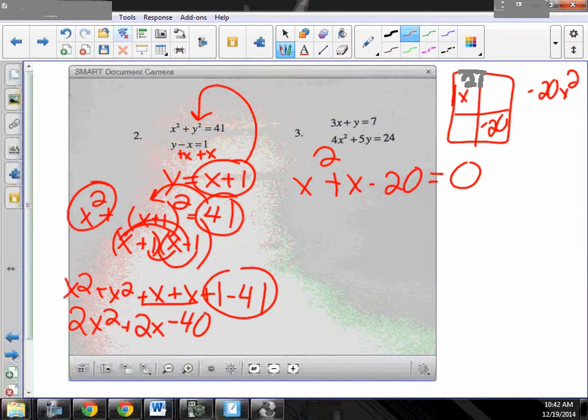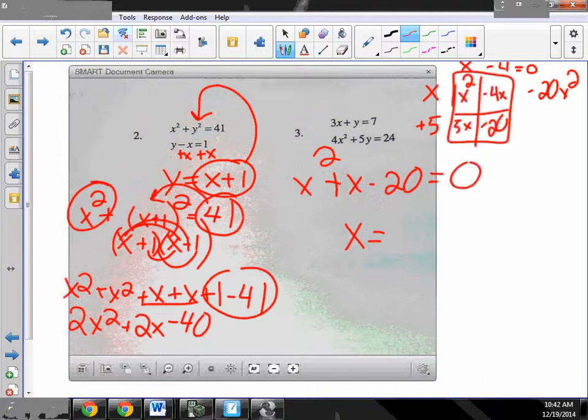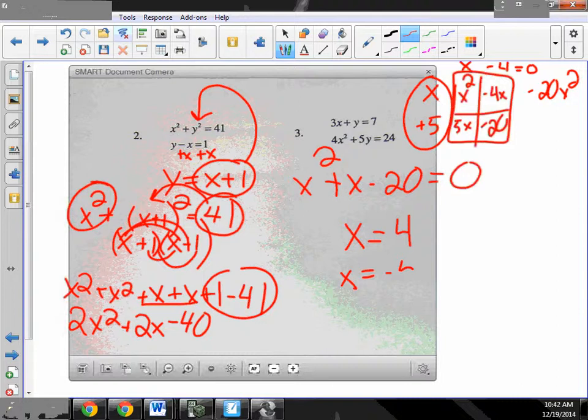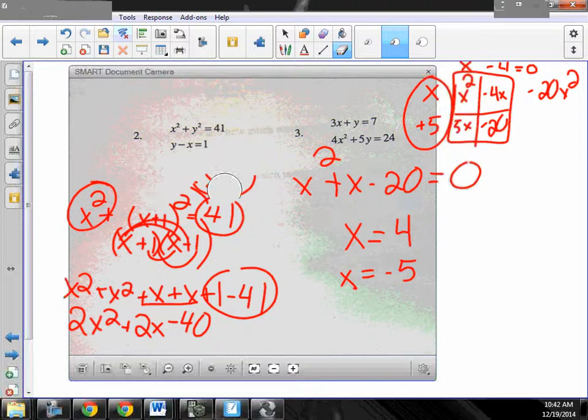Negative 4x and 5x. So this would be x minus 4 plus 5. So if I set this equal to 0, I get x equals 4. If I set this one equal to 0, I get x equals negative 5. Okay? So now I look back at my original problem. Oh, wait a minute.